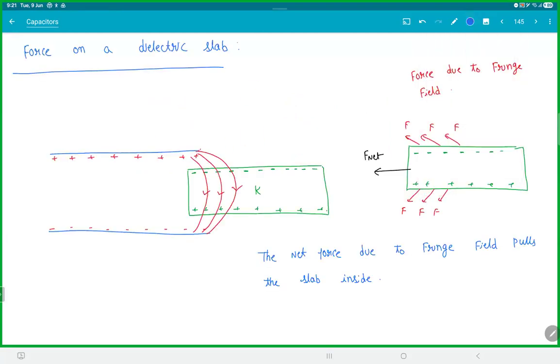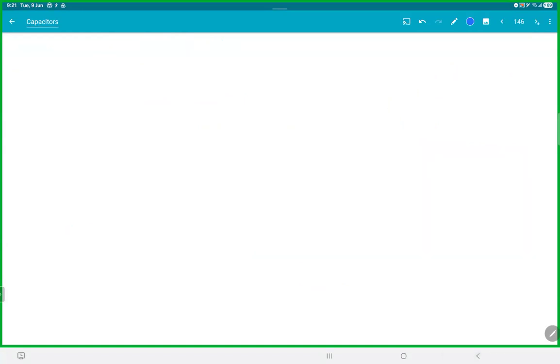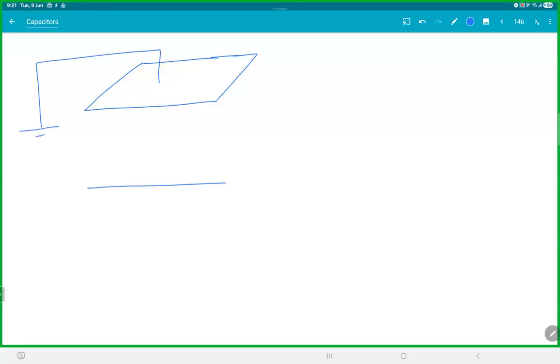Now we want to find this force. Normally you cannot find this force directly because the fields are non-uniform and the charges are non-uniform, it is a mess. But there is a way to handle this. So let's first get some variables. Let's say we have a capacitor plate. We have a battery, voltage V. Let's say these are square plates of side L or side A.